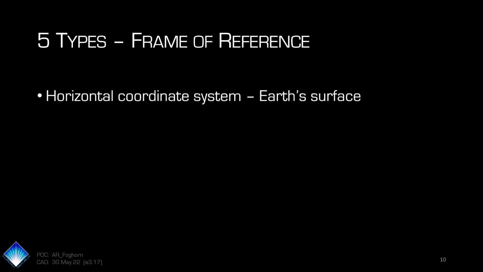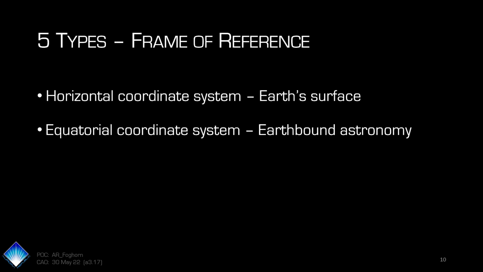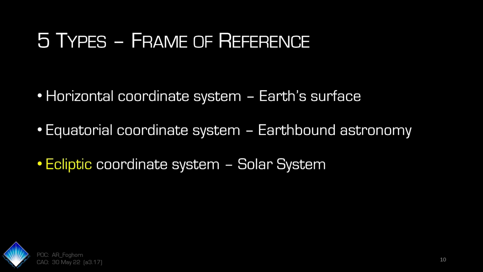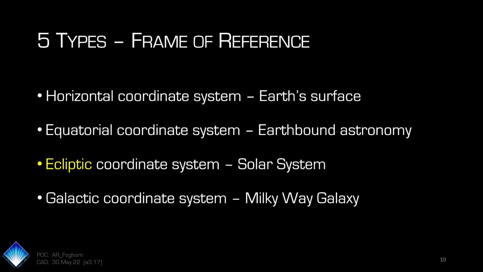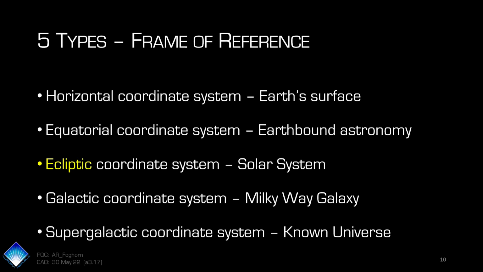The horizontal system is used to locate and navigate around on the surface of the Earth. The equatorial system is used in earthbound astronomy, such as telescopy from the Earth's surface. The ecliptic system is used in location and navigation within our own solar system. The galactic system is used in location of objects within our galaxy. And finally, the supergalactic system is used in the location of galaxies within the observable universe.